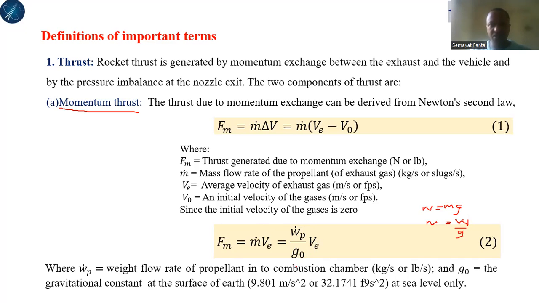Okay, so by considering the initial velocity of the gas at 0, that V naught is equal to 0, the above equation becomes this. This is called the momentum thrust.